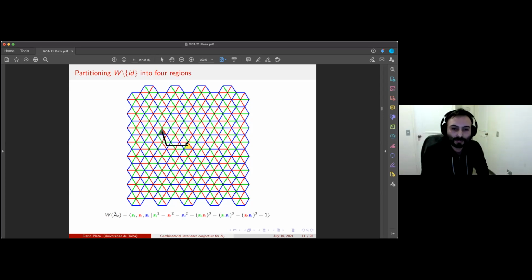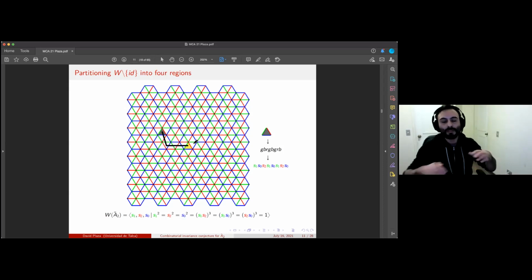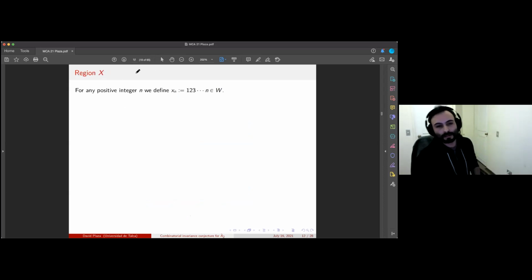So in this case, we have green, blue, red, green, blue, green, red, blue, and this gives us a word in our generator because of the identification in the previous slide. So this way we have defined a bijection between the set of triangles and our group. So in what follows, we do not distinguish between triangles and group elements. Okay, so our goal is to define a partition of our group in 4 regions.